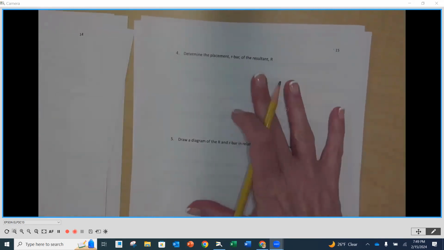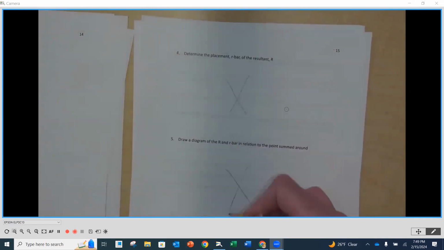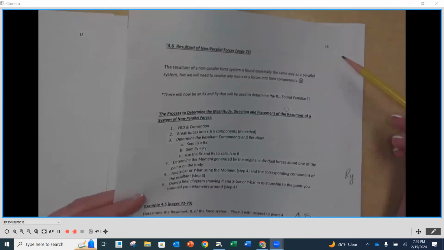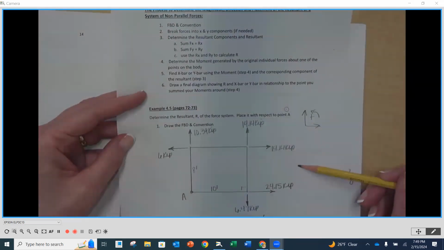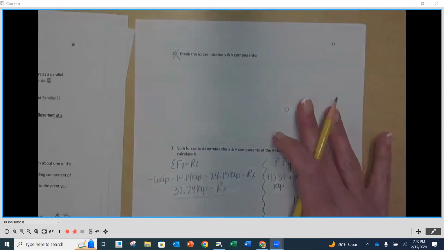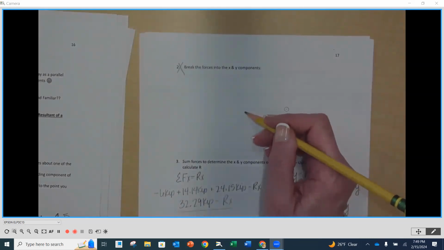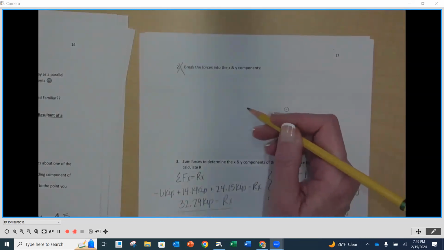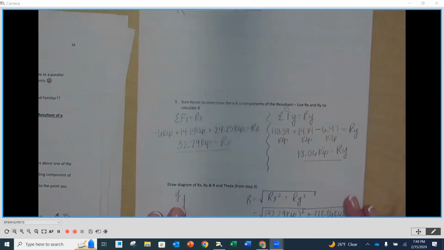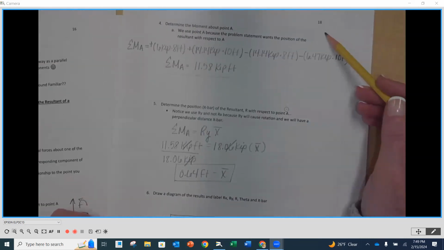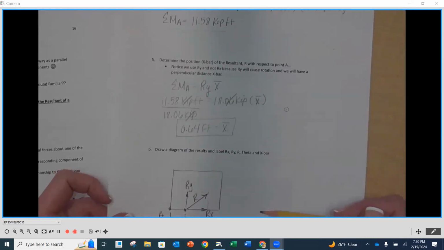We skipped 15. You wouldn't have to do any of this. Page 16 at the bottom, we resumed and we did example 4.5, which then took us to page 17. We filled this all in. We didn't break into components just to save a little time. That's why I crossed that off, so you don't have to do that part. And then we finished that problem up at the bottom of page 18.